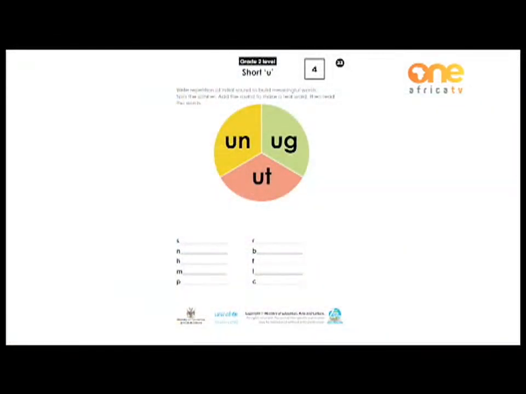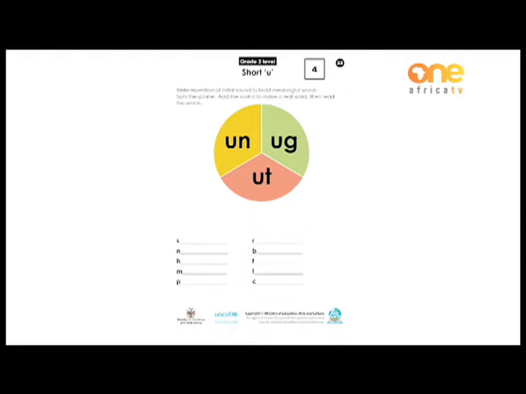It's about the short U. Let us read the instruction. Write repetition of initial sound to build meaningful words. Spin the spinner at the sound to make a real word. Then read the words. Alright, we have to make use of the words in the spinner and build words.